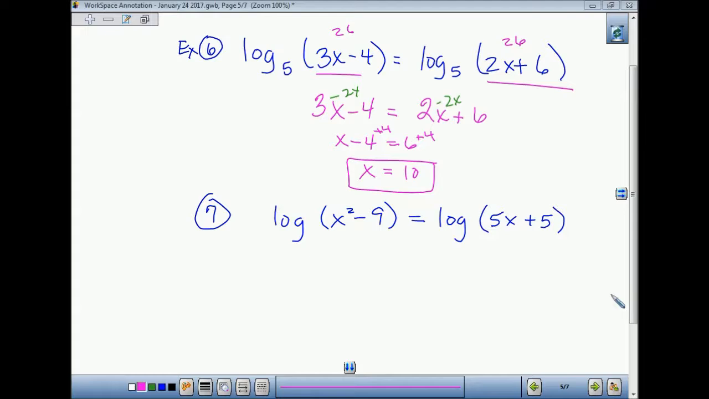Okay, so these are common logs, log base 10. And if these logs are equal to each other, the only way they can be equal is if this answer equals that answer. That's the only way it works. So when we have logs on both sides, you set the answer part equal to the answer part and solve. But this time when we solve, we're left with a quadratic that we can't just take the square root of. That doesn't work because we still have this x. So we have to factor or use the quadratic formula.